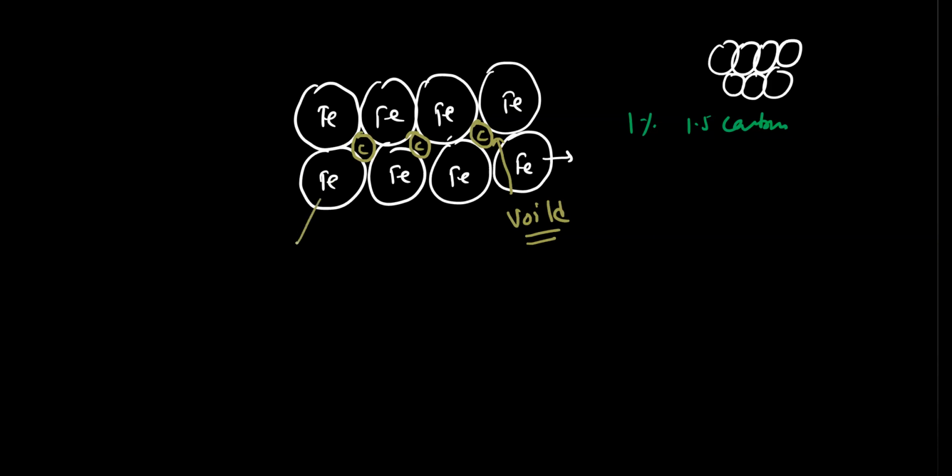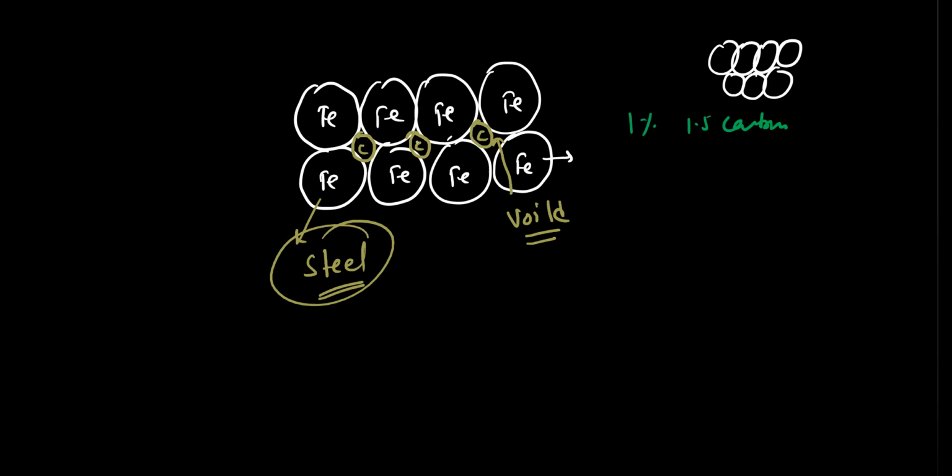Okay, so this we call steel, not stainless steel. We're just talking about steel. This is called steel. When we add chromium and nickel metal to this one, then it becomes stainless steel.